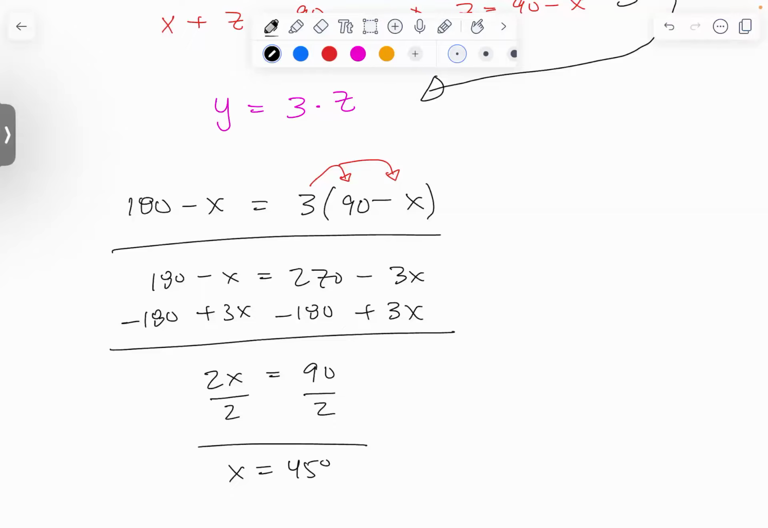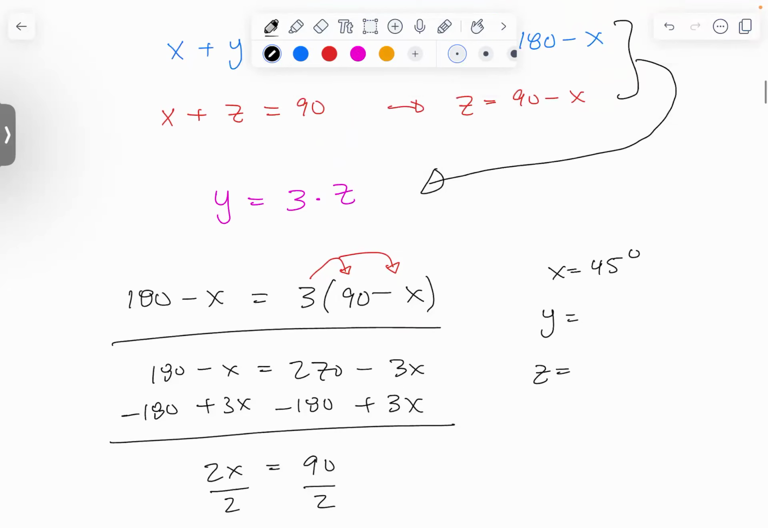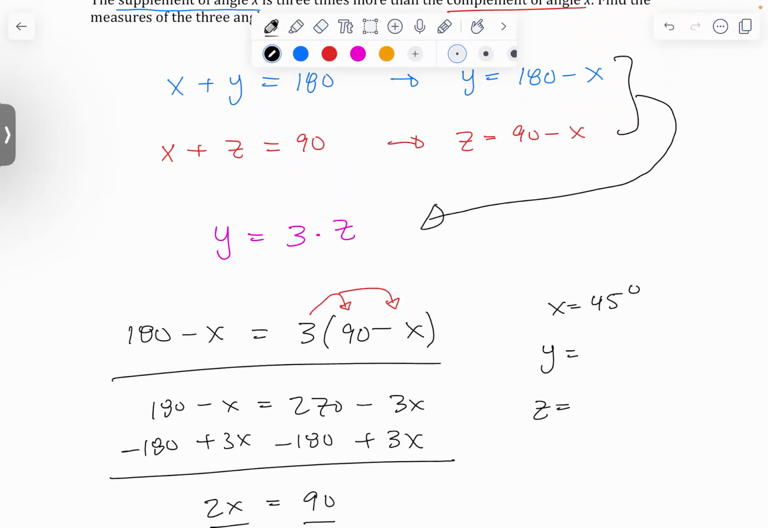That gives us x equals 45 degrees. Z is 90 minus that, so 90 minus 45 is 45. And then 180 minus 45 is 135 degrees, which means we have found all 3 of the angles we were looking for.